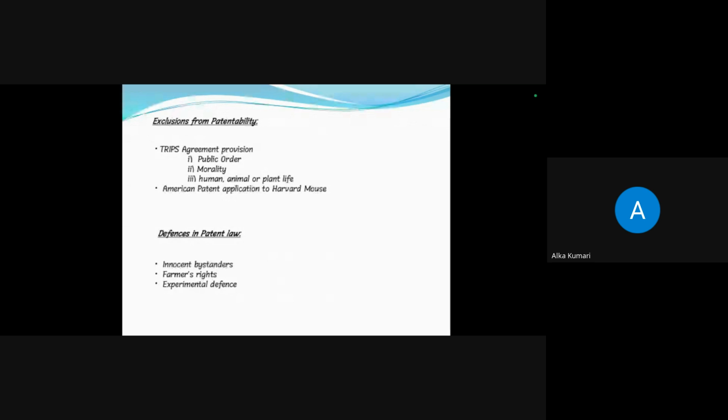The United States patent office also said, as the European Union did, that you must create some balancing: on one hand, the suffering of the animals and the risk to the environment, on the other hand, the benefit to mankind. So depending upon the relevant weight, the question of public order is decided. In the case of this Harvard mouse, the benefit for mankind prevailed because it was tested for cancer treatment. So it was a benefit for mankind, and the patent was granted.